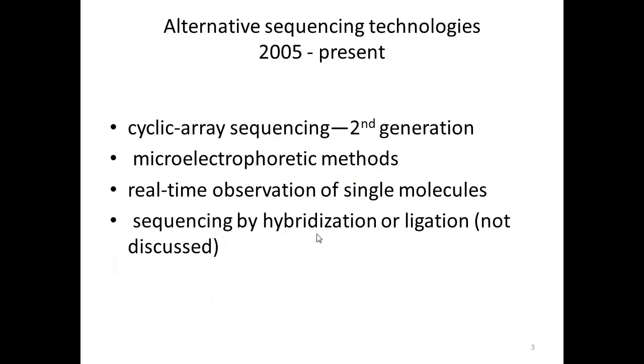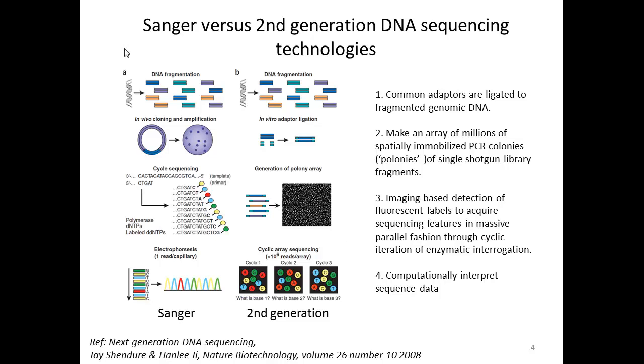While the newer methods of sequencing may have started in the late 90s, the real bloom of alternative technology started around 2005. And fortunately for all of us, the innovation continues. We'll talk about a couple different methods, mainly cyclic array sequencing, electrophoretic methods, and real-time observation of single molecules. We won't really get into the details of a couple other methods, but people are working on sequencing by hybridization and ligation.